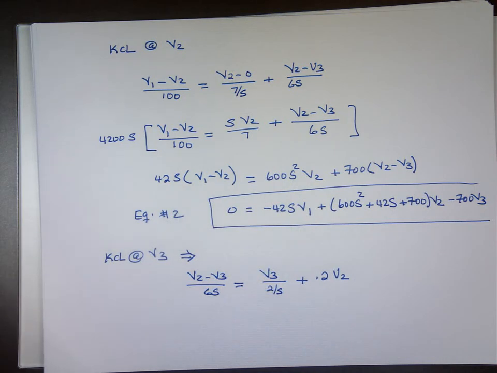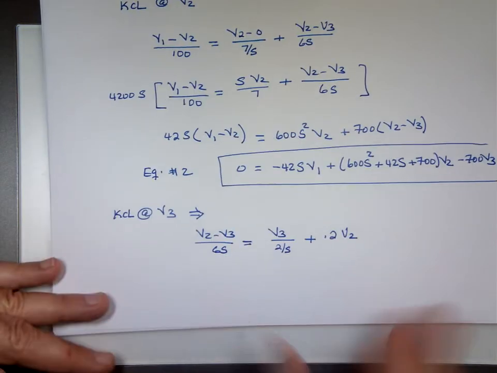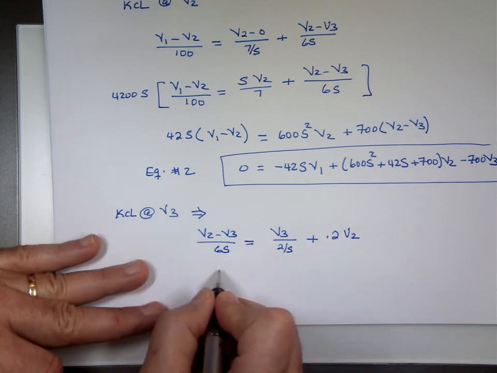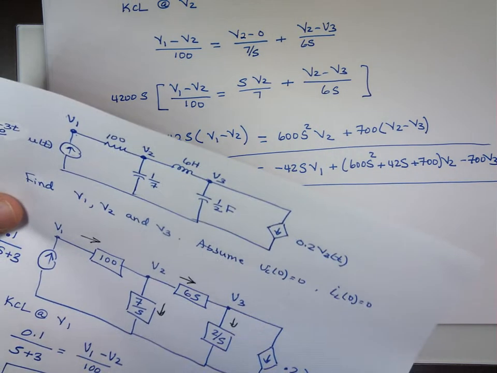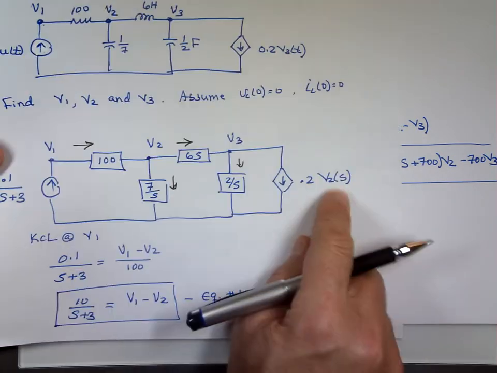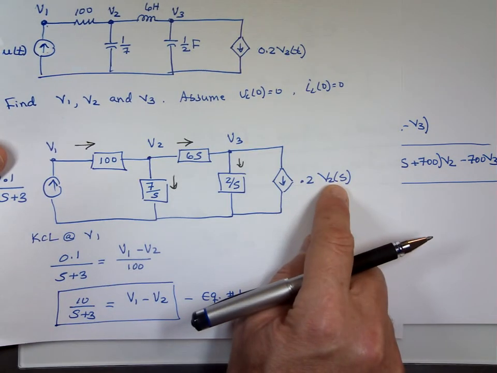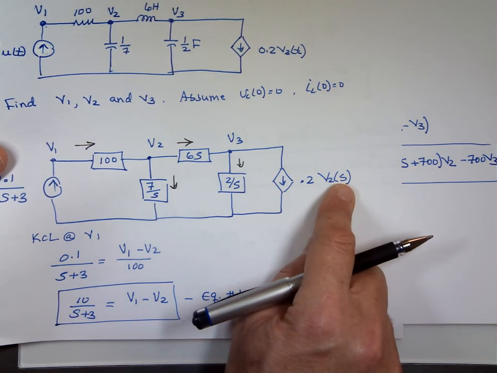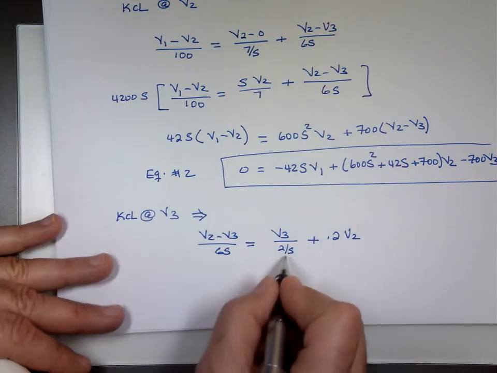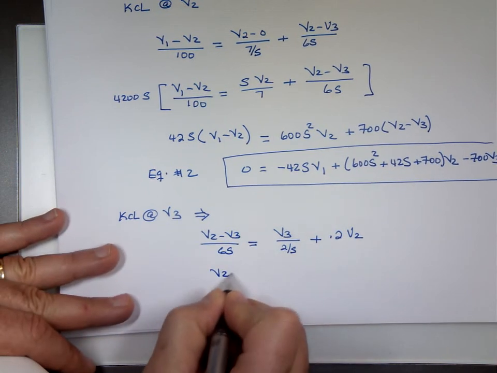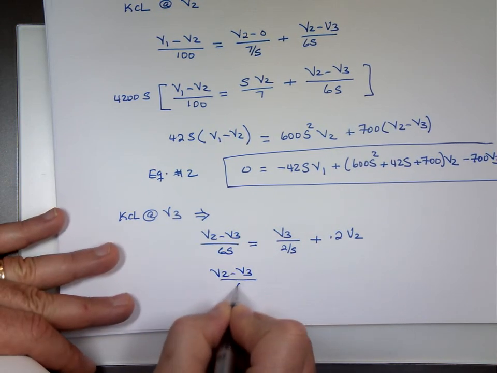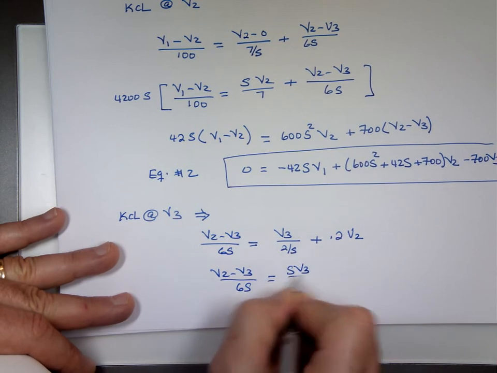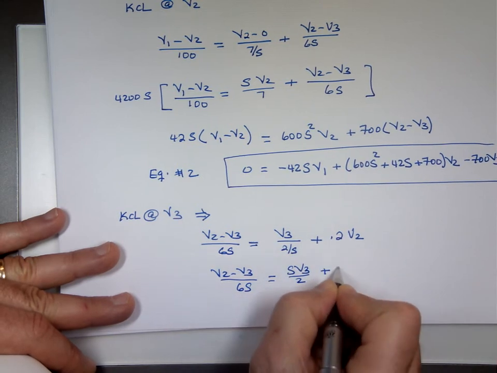That'll be S. Isn't it 2? 0.2 V2 as a function of S, not times S. That means a function of S. Is that what you mean here? Yeah, that's a function of S. So that would be V2 minus V3 over 6S equals S V3 over 2 plus 0.2 V2. What's my LCD? 6S.